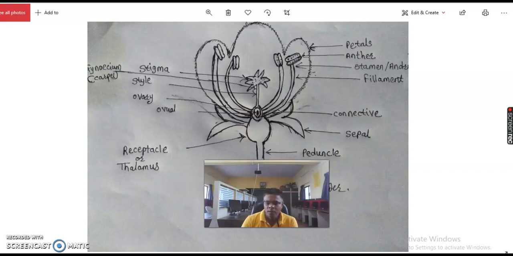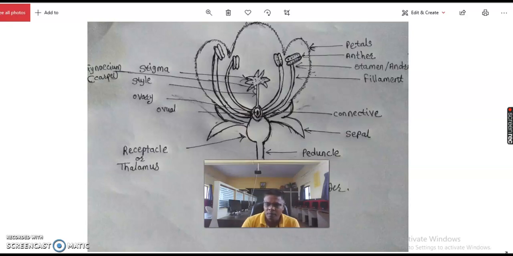Parts of the female reproductive organ are, number 1, stigma. It is the terminal part of the carpel which receives the pollen grains during pollination. It is the medium for pollen germination, and the small rounded or lobed head of the pistil is known as the stigma.